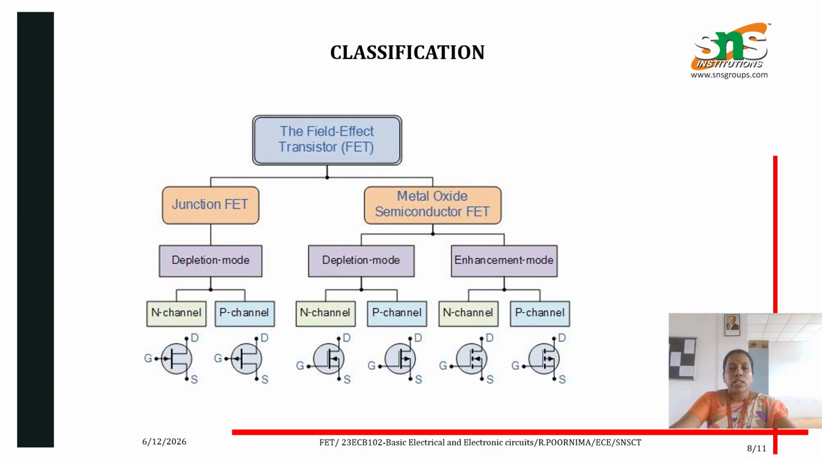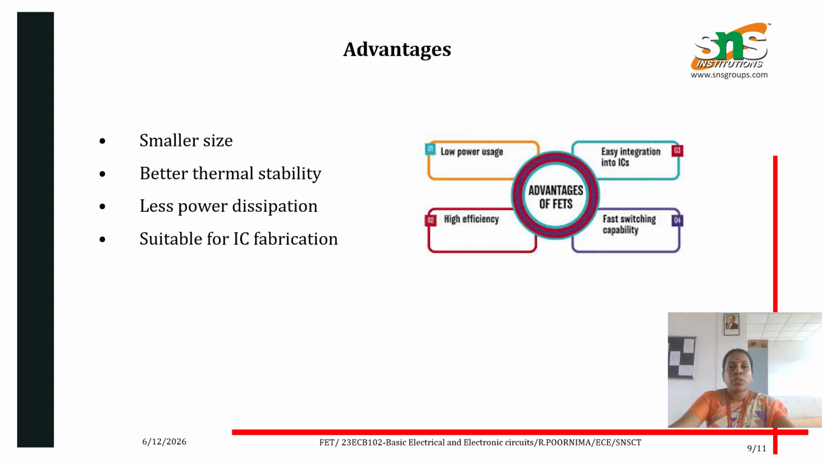The detailed classification of field effect transistors is given. First is the junction field effect transistor, which operates in depletion mode and consists of N channel JFET and P channel JFET. Whereas the metal oxide semiconductor field effect transistor operates in two modes, depletion mode and enhancement mode. In this, N channel and P channel MOSFETs are available.